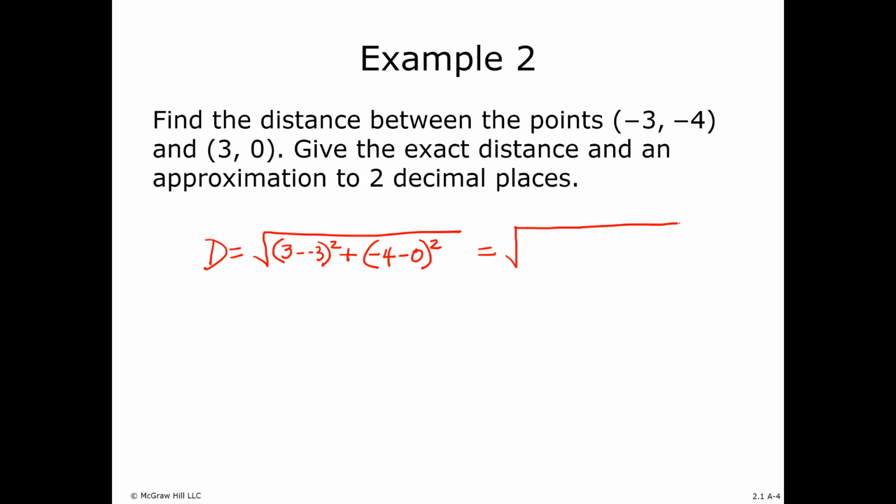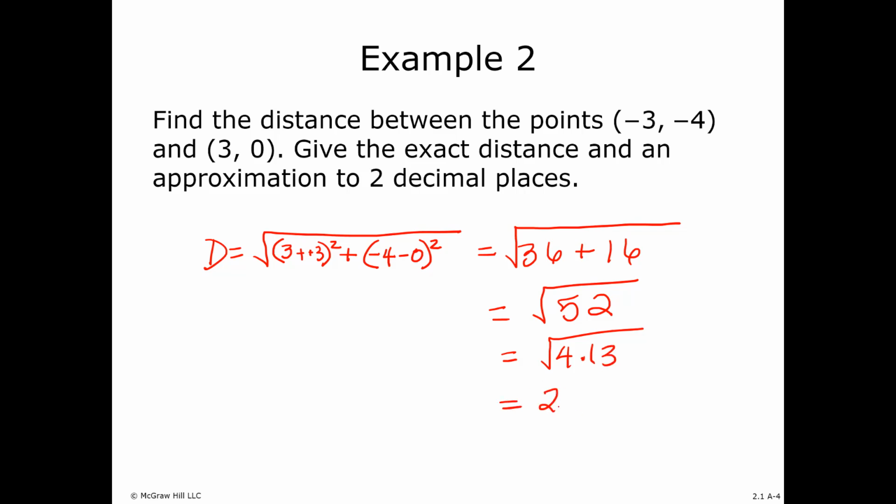So you've got the square root of 3 plus 3, which is 6, squared is 36, plus negative 4 squared is 16. So you've got the square root of 52, and you can reduce that square root because 4 goes into 52 13 times. So you're going to have the square root of 4 times 13, which is 2 square root of 13. So that would be the exact answer. And then if you punch that into your calculator, 2 times the square root of 13 equals, you're going to get about 7.21 for your answer.